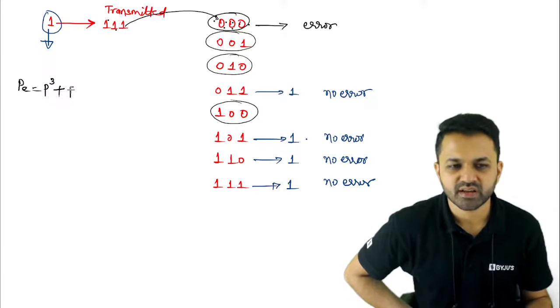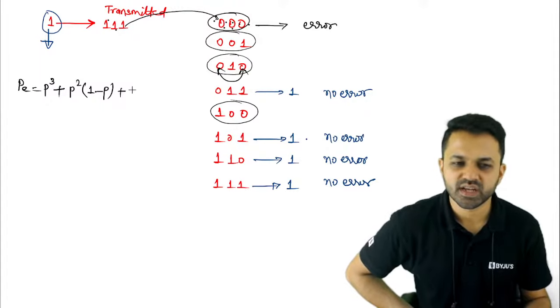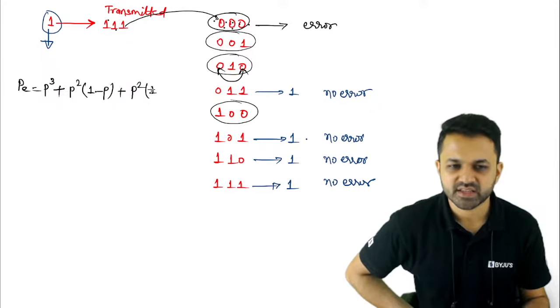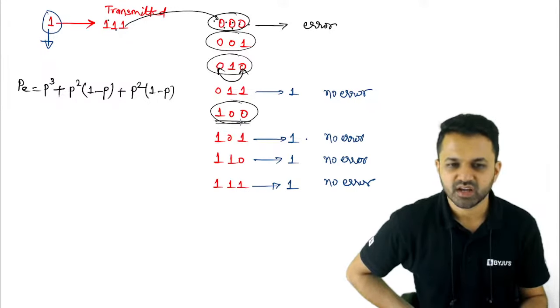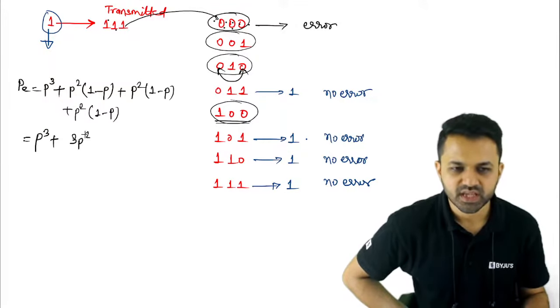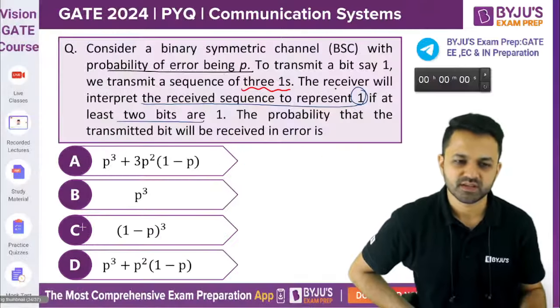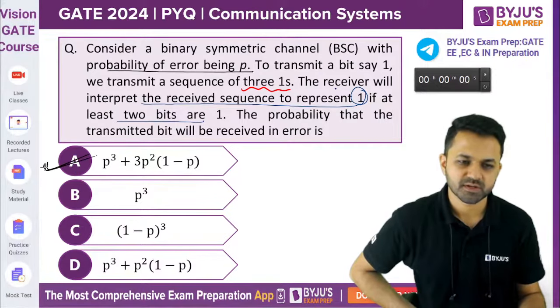So these two have errors. This is P square, but this bit has no error, so the correct probability is P square times (1 minus P), plus. In the third one, these two are in error and this one is not in error, so again P square and 1 minus P. And what about this? Again P square and 1 minus P, because the last 2 bits are in error. So the answer will be P cube plus 3 P square (1 minus P).